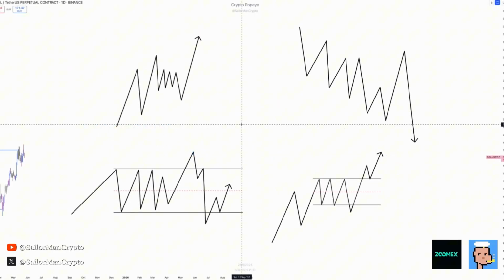The concept of liquidity is a little bit complicated, but I will try to keep it very simple. Consider that liquidity pools and liquidity clusters are basically orders in the order book, and these orders can be in the form of stop losses, so orders triggered because the stop loss is hit, or simply orders to buy and to sell at a certain price.